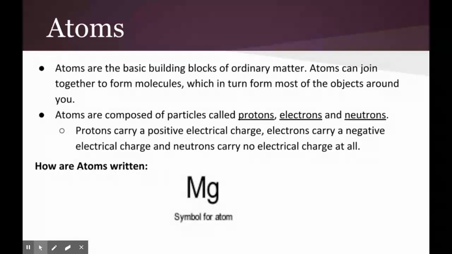So this is the way that we write the symbol for the atom. It would just be the letters of the atom.